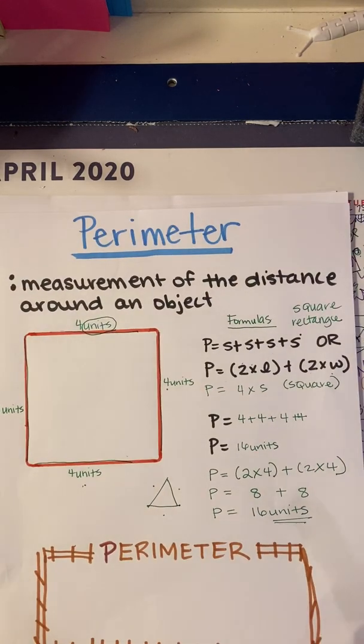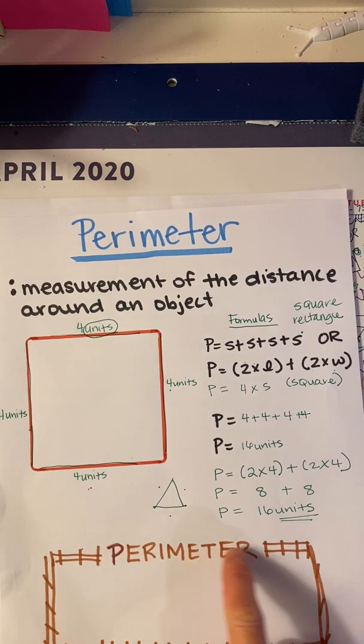So yesterday we talked about perimeter, and we found that perimeter is the measurement of the distance around an object. With perimeter, we have formulas that help us find the perimeter of our objects. We can choose from 3 different formulas. We can say side plus side plus side plus side, or we can say P equals 2 times length plus 2 times width. Or if we're working with a square, we can say 4 times the side's length. And that will always get our perimeter.